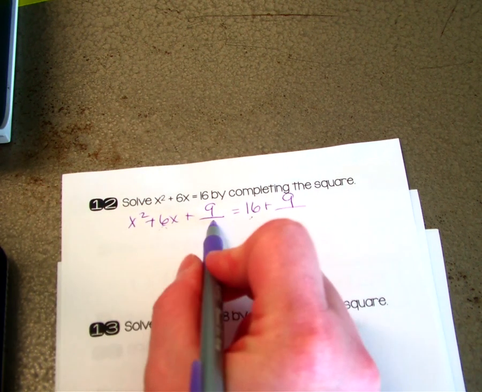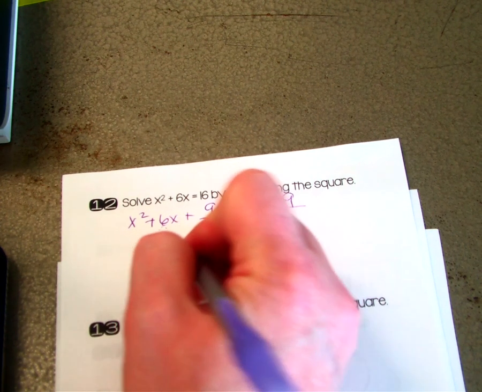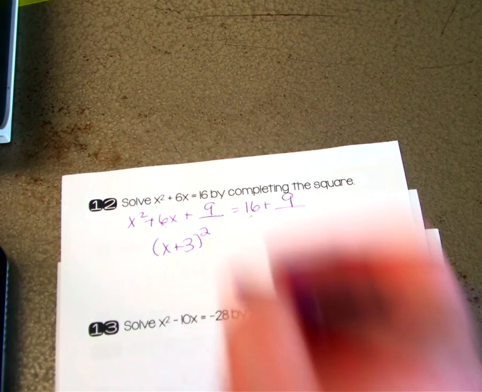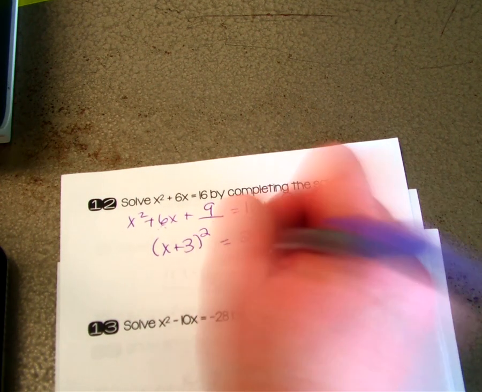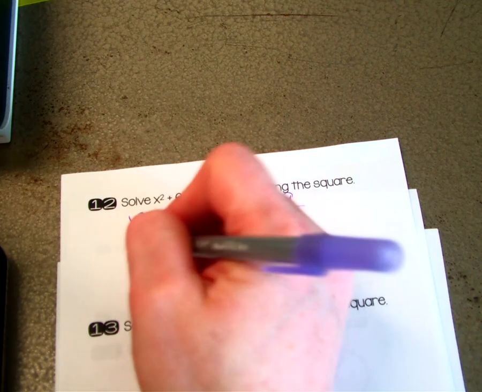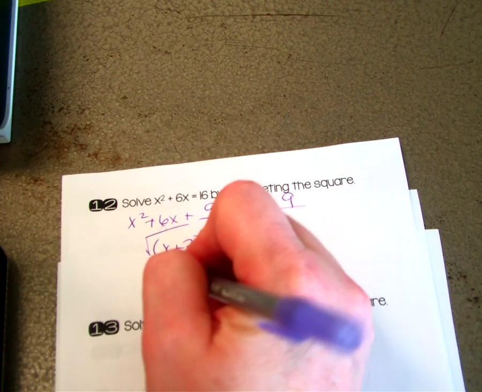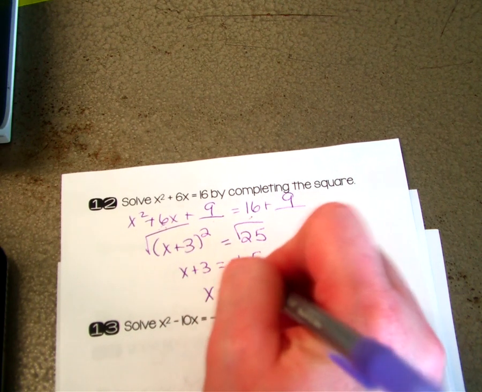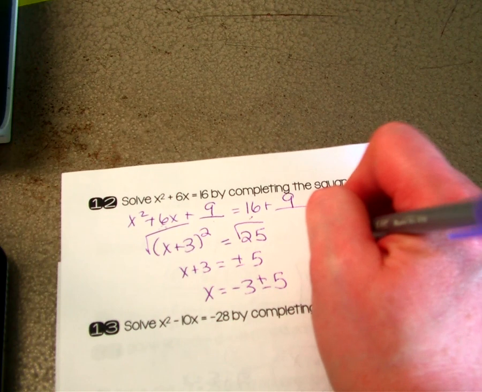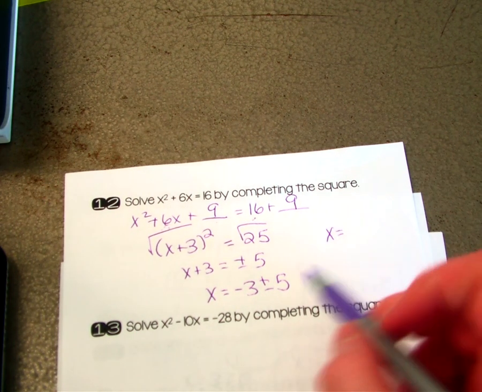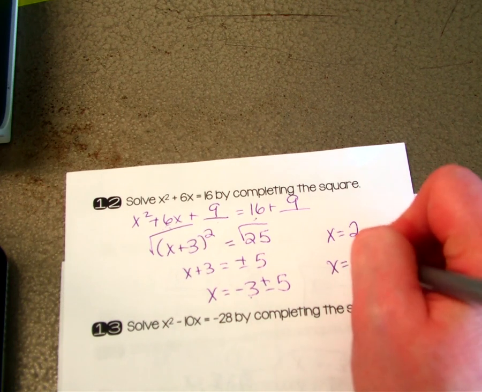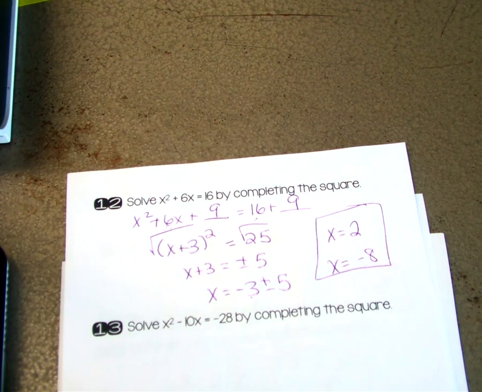So if I were to factor this out, it would give me x plus 3 times x plus 3, which would simplify into x plus 3 squared. And then 16 plus 9 gives me 25. So just like we were doing on the last page, take that square root, plus or minus 5, subtract your 3 over, and we get negative 3 plus or minus 5. So negative 3 plus 5 gives me 2. Negative 3 minus 5 gives me negative 8.